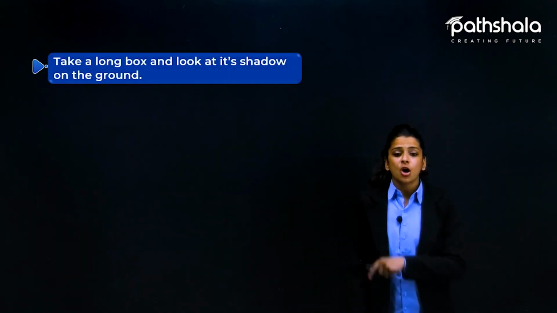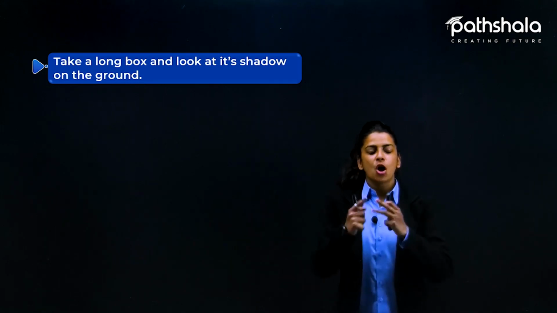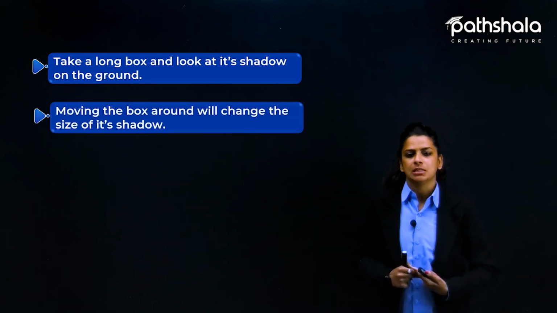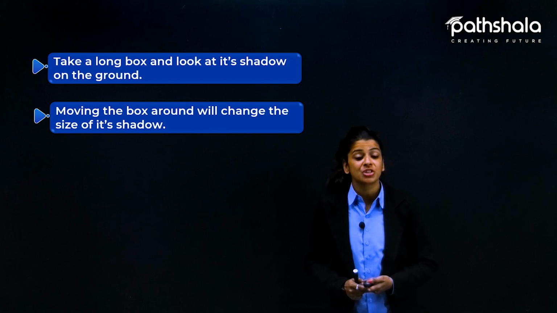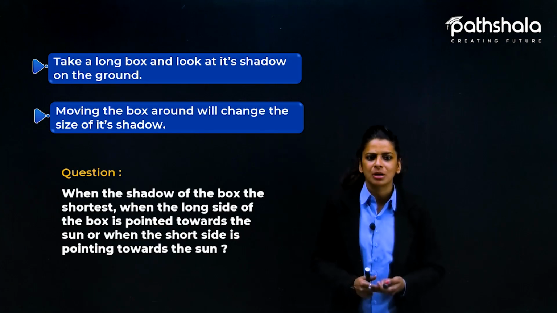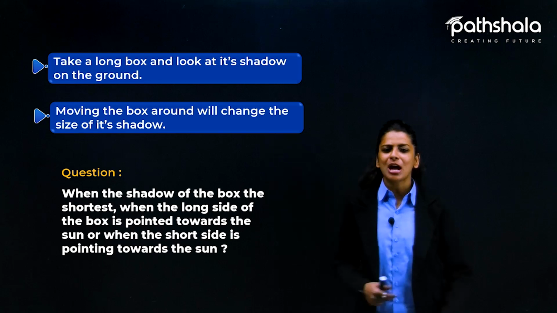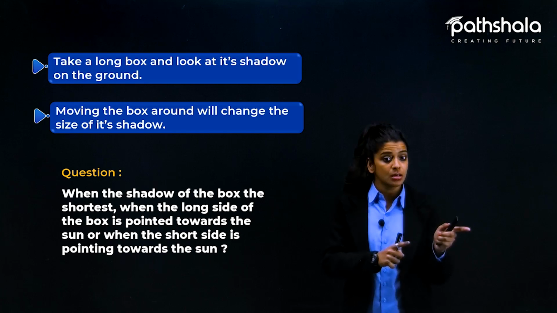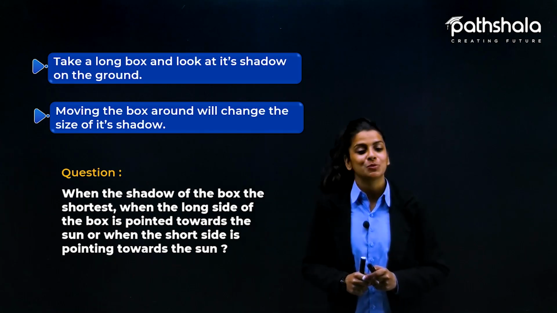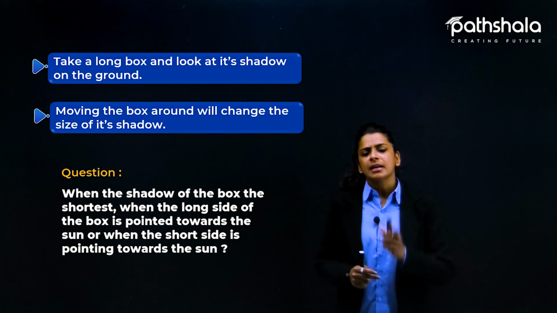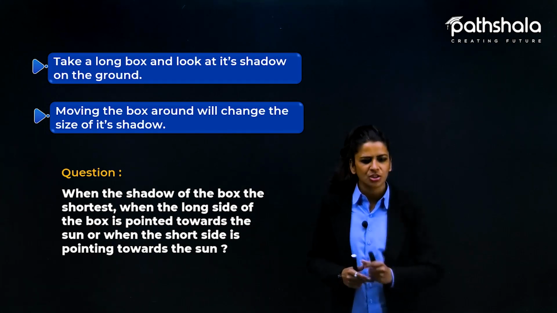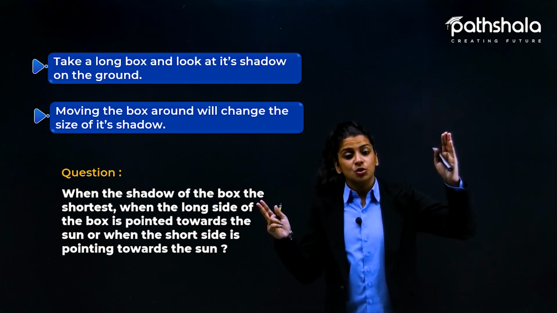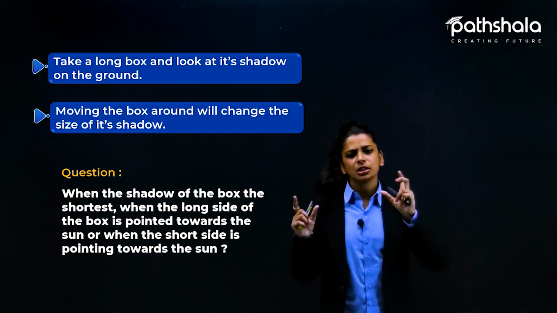Now take a long box and look at its shadow on the ground. एक long box आपने लेना है और उसका आप shadow हमने observe करना है, but with a twist. Moving the box around will change the size of its shadow, as we know. But how come? So here's the question for you. When is the shadow of the box the shortest? When the long side of the box is pointed towards the sun, or when the short side is pointing towards the sun? So अब आपको बताना है कि उस बॉक्स का आपको सबसे शॉर्टेस्ट शैडो कब दिखेगी. उस टाइम पे कि उसका जो लॉन्गेस्ट जो साइड है वो सन के टुवर्ड्स हो, या शॉर्टेस्ट साइड वो सन के टुवर्ड्स हो.